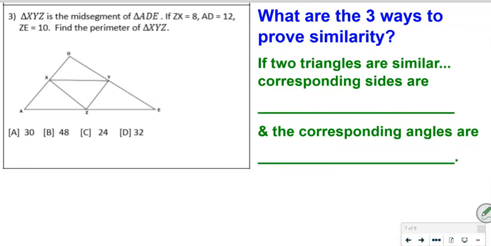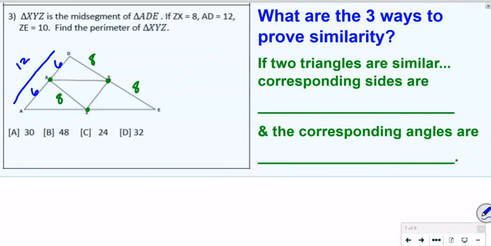So our last problem here says XYZ is the midsegment of ADE. So that means each of these are going to be midpoints, okay? Because that little triangle is the midsegments of the big triangle. So then it says ZX is 8. That means DY is 8 and YE is 8, okay? Then it says AD is 12. So that means each of these parts are 6 and 6 because we divide 12 by 2, because remember that's a midpoint, which means this also here is 6. Okay. Then it says ZE is 10. So that means this is 10 and this is 10.